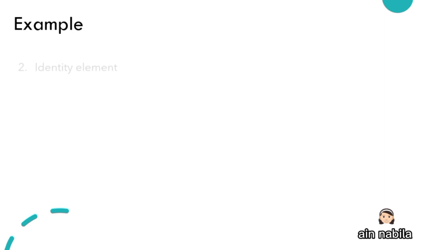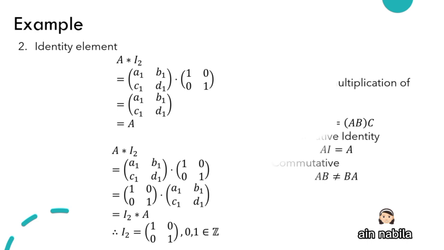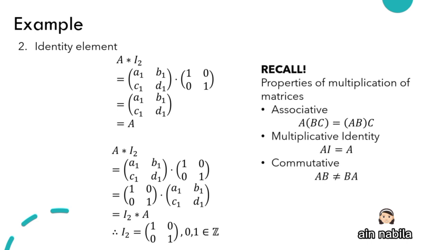Next, we prove for the identity element. Here, we multiply matrix A with the identity element. We still get the same matrix A. Then, we check for the equality between A asterisk identity matrix and vice versa. So, it is shown that it has the identity element of identity matrix where 0 and 1 are in the integers. Recall the properties of multiplication of matrices. The first 2 points are the same as the axioms of monoids.